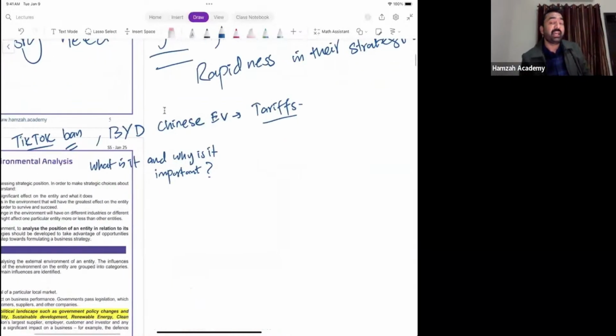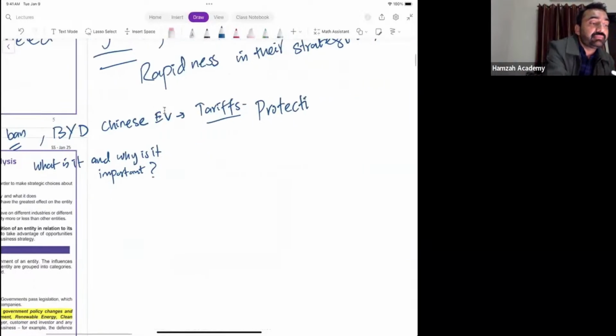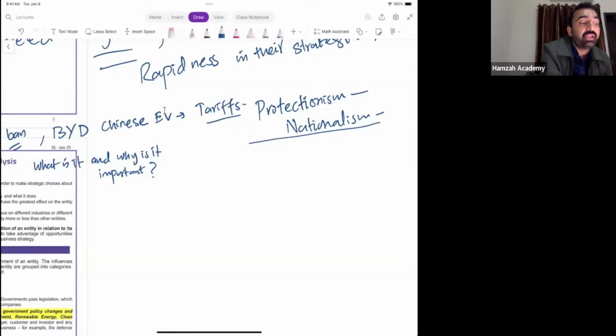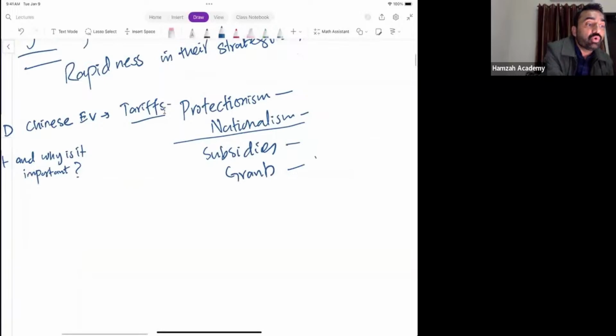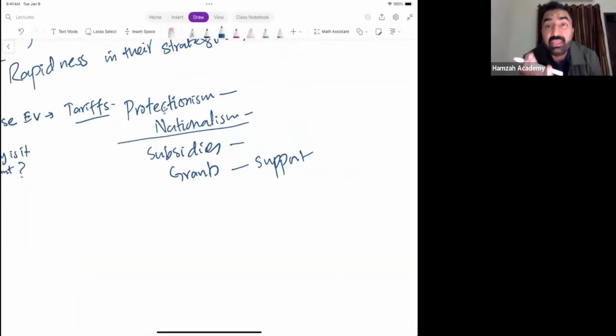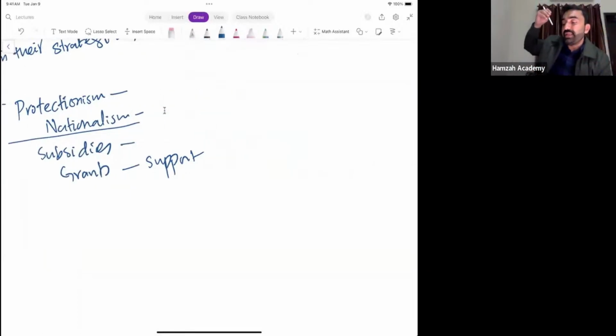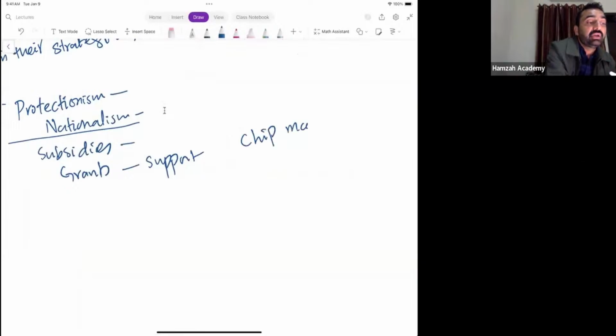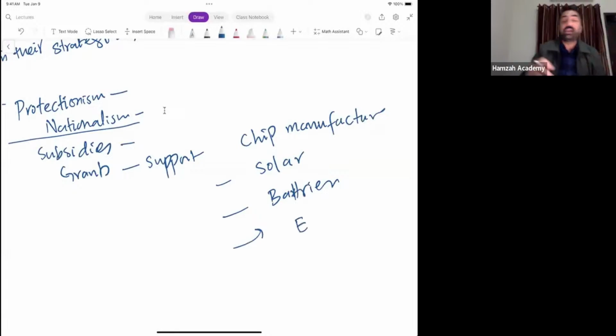But on the one side, there are tariffs, there are bans, there is protectionism on the rise, nationalism on the rise. But on the other side, the local governments are supporting, there are subsidies, there are grants, you can say, support for local industries. And do you know, in many countries around the world, the governments are spending billions and billions of dollars on certain industries. These industries are like chip manufacturing, or you talk about the solar industry, battery manufacturing, EVs, and so on.